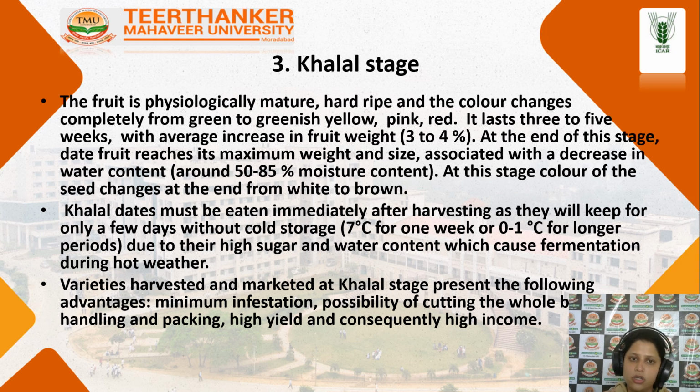The fruit is physiologically mature, hard, ripe, and the color changes completely from green to greenish yellow, pink, red in color. It lasts 3 to 5 weeks with average increase in fruit weight of about 3 to 4%. At the end of this stage, date fruit reaches its maximum weight and size associated with the decrease in water content. At this stage, the color of the seed also changes at the end from white to brown. Khalal dates must be eaten immediately after harvesting as they will keep for only a few days without cold storage.